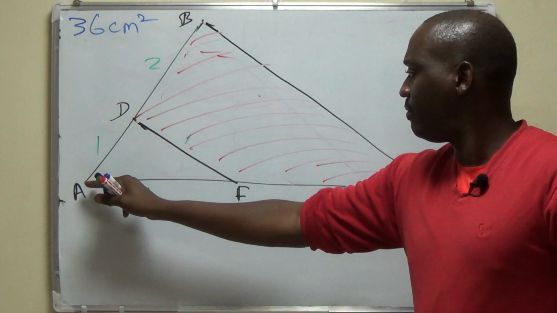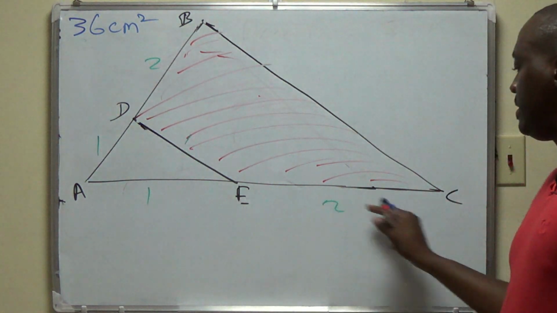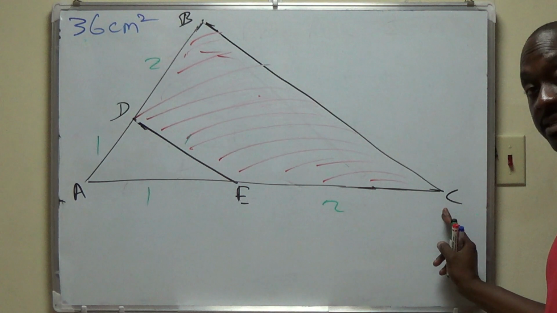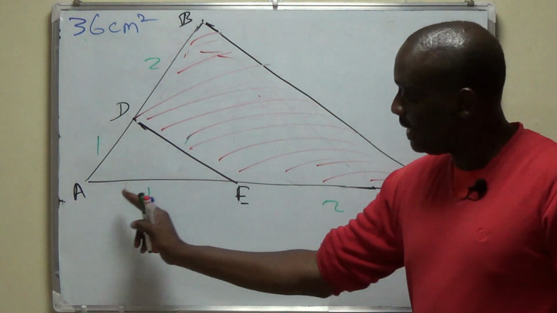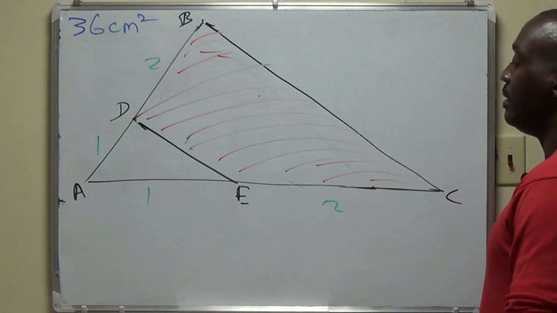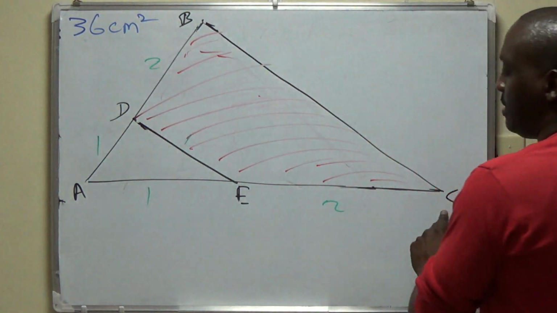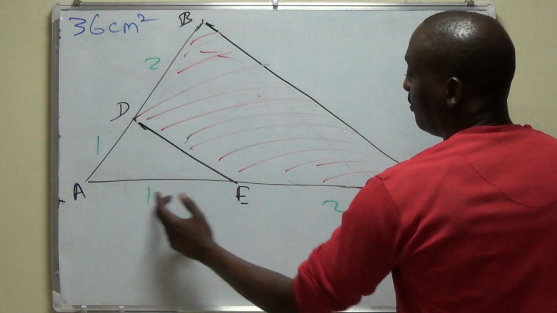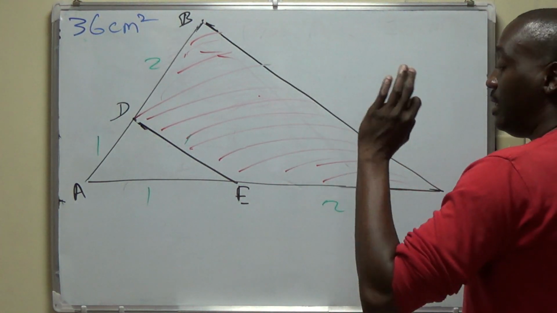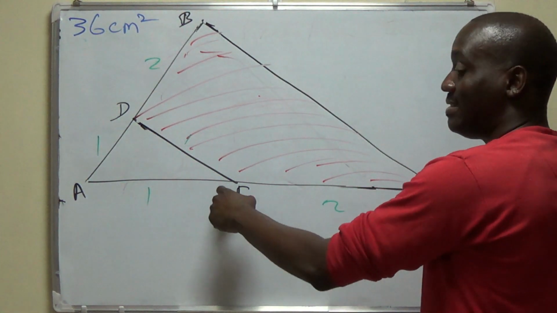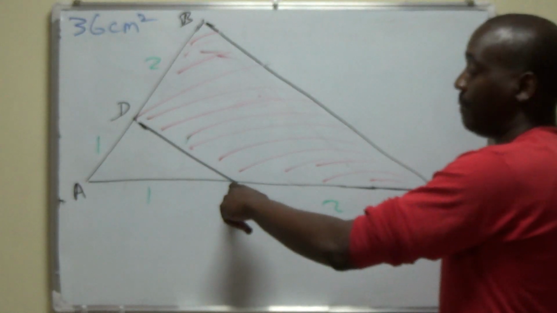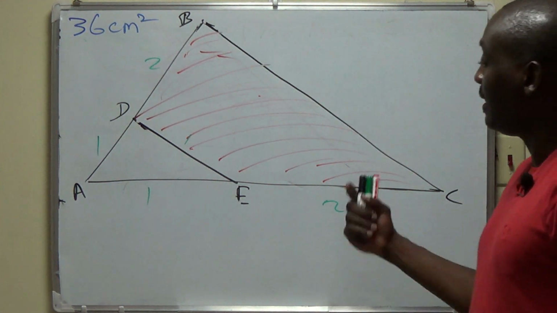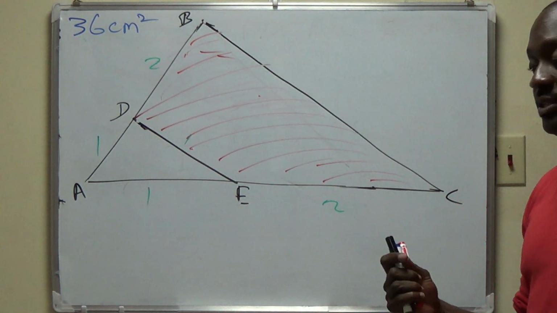If the ratio of AE to EC is 1 to 2, in other words, the length of EC is twice the length of AE, then the length of AC would be 3 times, 1 plus 2, the length of AE. So the ratio of AE, which is the side of the small triangle, to AC, which is the corresponding side of the large triangle, would be 1 to 3.